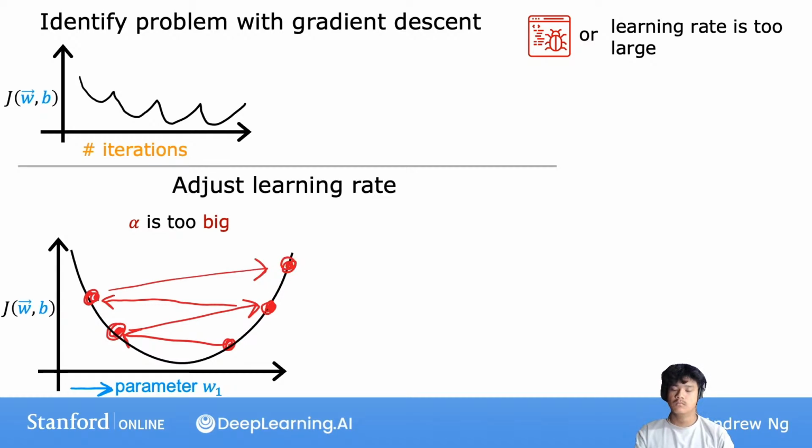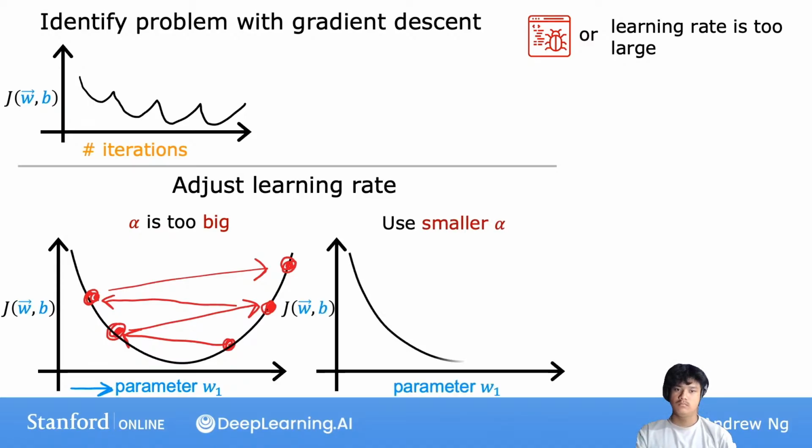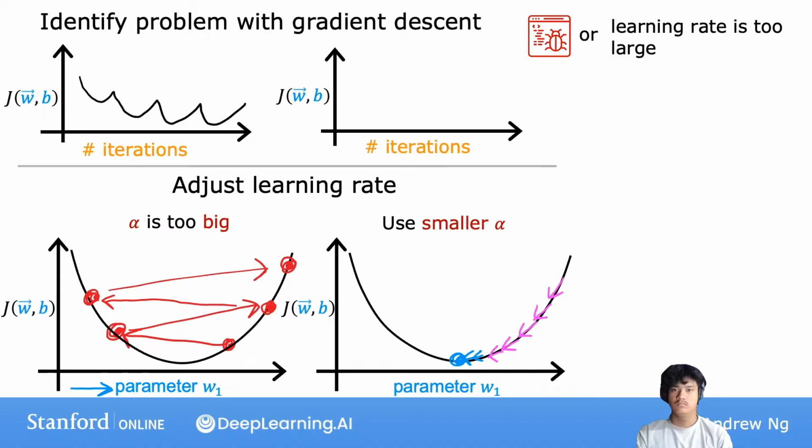To fix this, you can use a smaller learning rate. So then your updates may start here and go down a little bit and down a bit, and will hopefully consistently decrease until it reaches the global minimum. Sometimes you may see that the cost consistently increases after each iteration, like this curve here. This is also likely due to a learning rate that is too large, and it could be addressed by choosing a smaller learning rate.